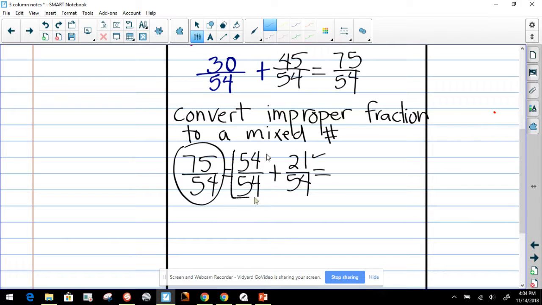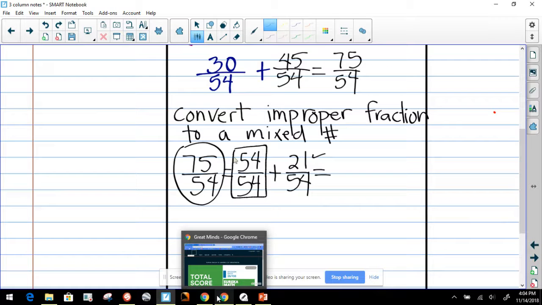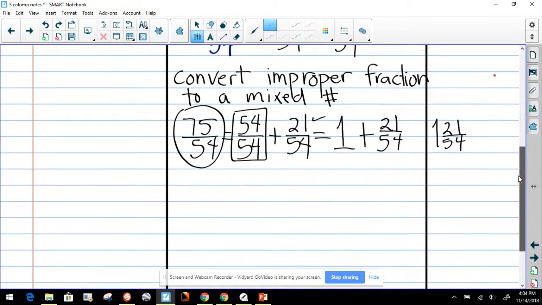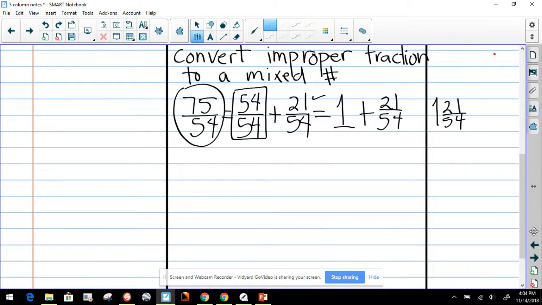Okay, so that is now our mixed number. Why? Because this equals 1 plus 21 fifty-fourths. So now we know that the answer is 1 and 21 fifty-fourths. Now that's one way. The other way that will be maybe easier, more difficult, I don't know, you can use whatever you think is appropriate so it is easier for you.